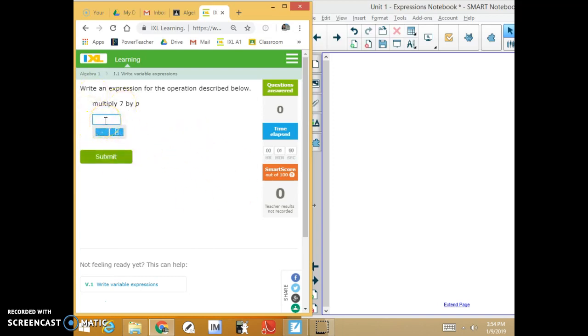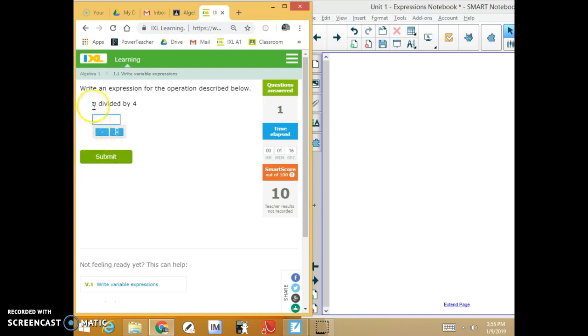So multiply 7 by p. Well, I think that should be fairly explanatory. It's just 7 times p. I could exclude the dot, or I can include the dot to show multiplication. So for this one, I'll include it.